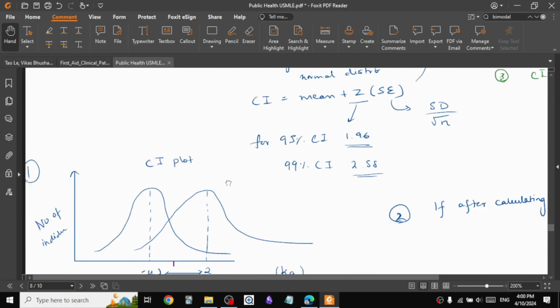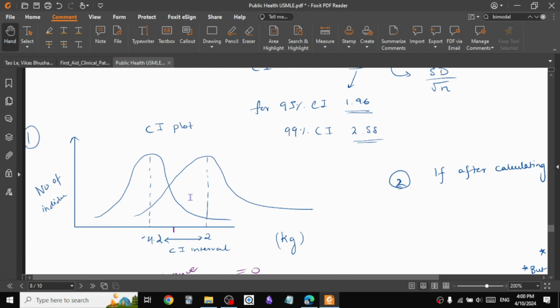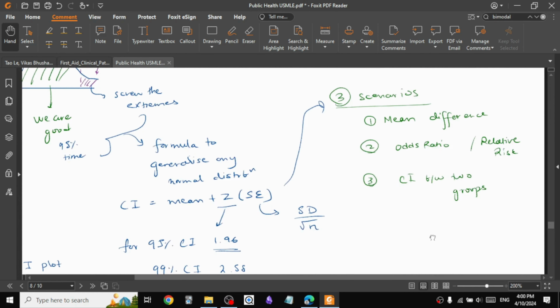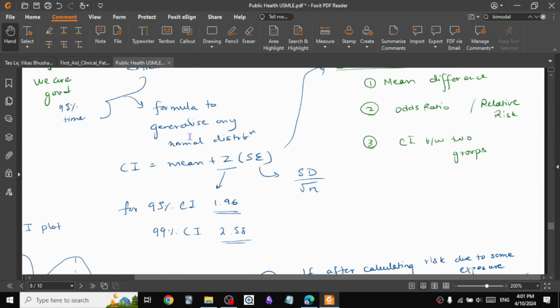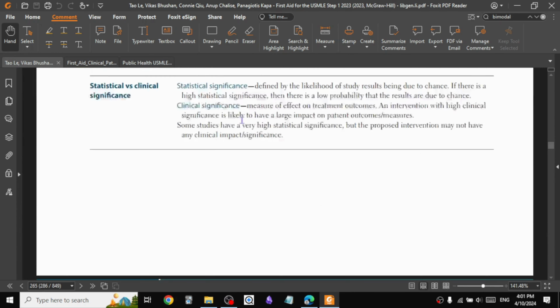Either you go all the way to the positive side, or you go all the way to the negative side. At least I'll know you're causing an effect. Zero is no cause, no effect, right? What's the next one? Odds ratio or relative risk. And I've emphasized this point as well.